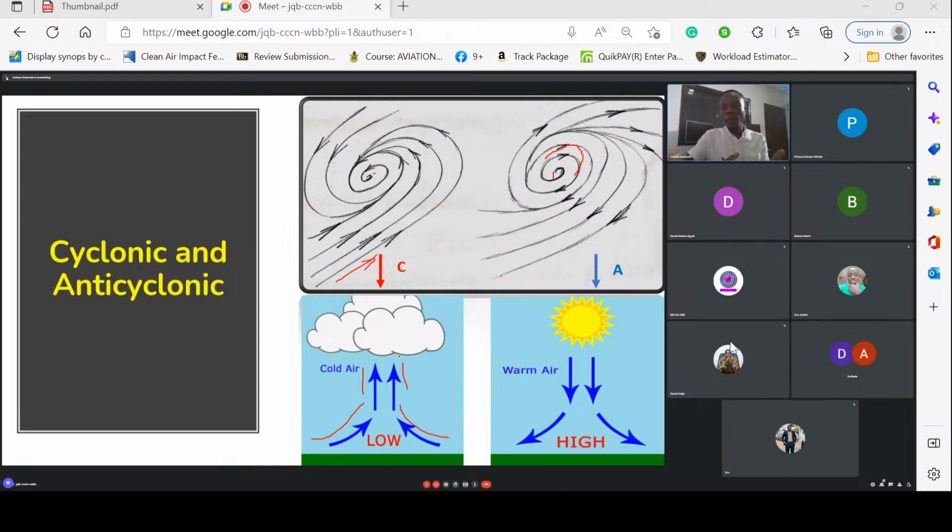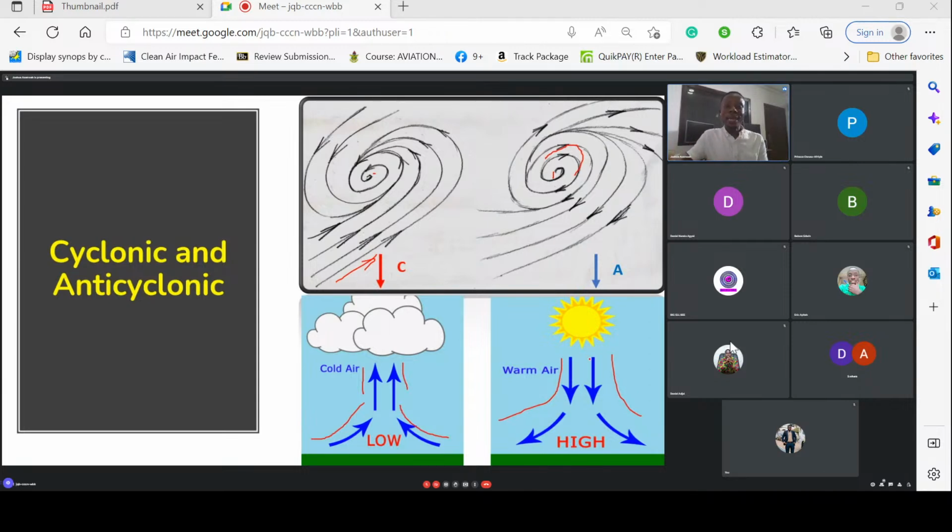But in the opposite one, we are seeing winds sinking. So you see them, they are coming down as such. And so you're getting fair weather conditions in anticyclonic flows or high pressure areas. So high pressure areas are actually associated with anticyclonic flows.